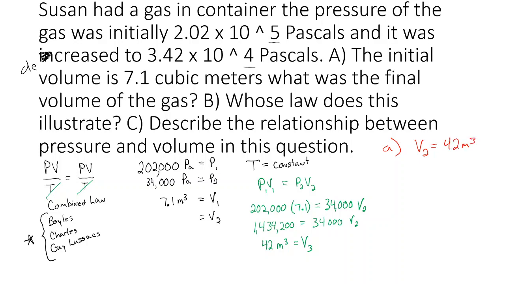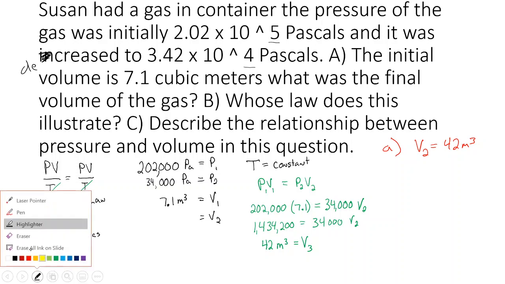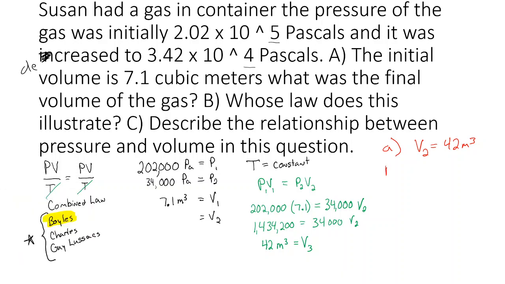The next thing says, whose law does that illustrate? Well, if you look at the different laws, you'll find that there's Boyle's Law, Charles's Law, and Gay-Lussac's Law, and hopefully you've been looking at these so you can tell the difference between them. This specifically is Boyle's Law, PV equals PV. So part B is Boyle's Law.